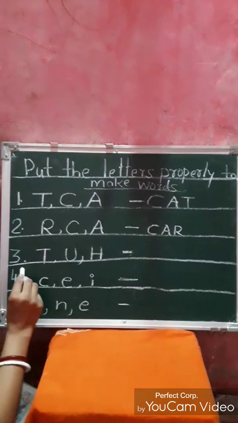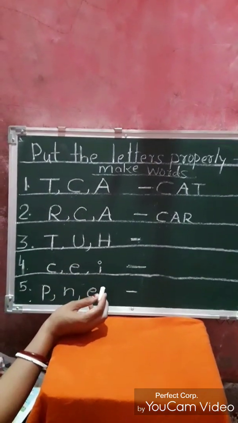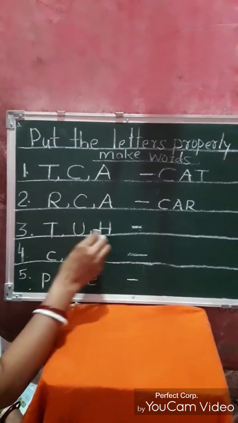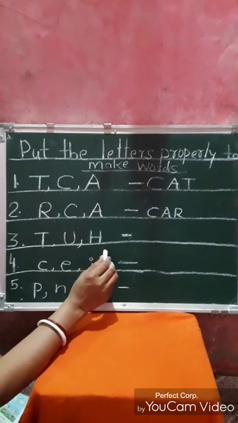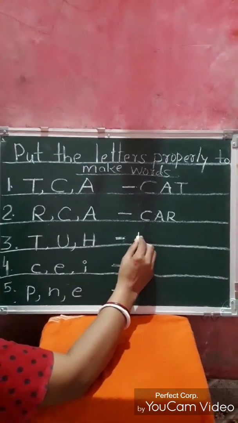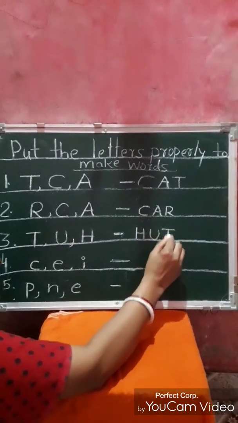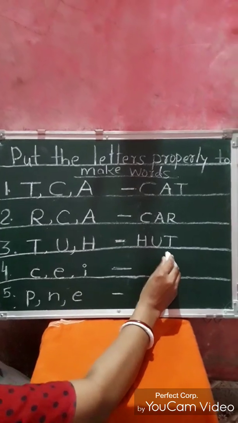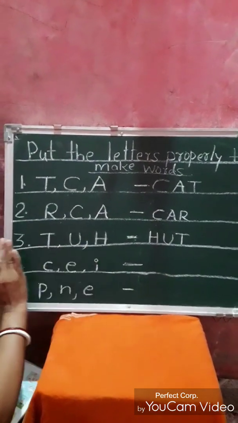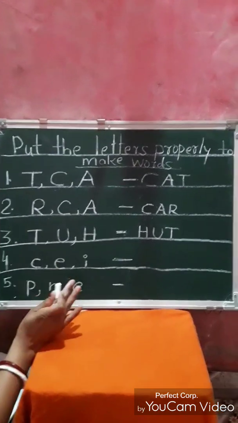We move to our 3rd example to clear our concept more. Here the letters are T, U, H. With the help of these letters, we try to make a meaningful word. H, U, T. H-U-T, hut. Hut means jhopdi. It has a meaning, but T-U-H, these 3 letters separately do not have any meaning.